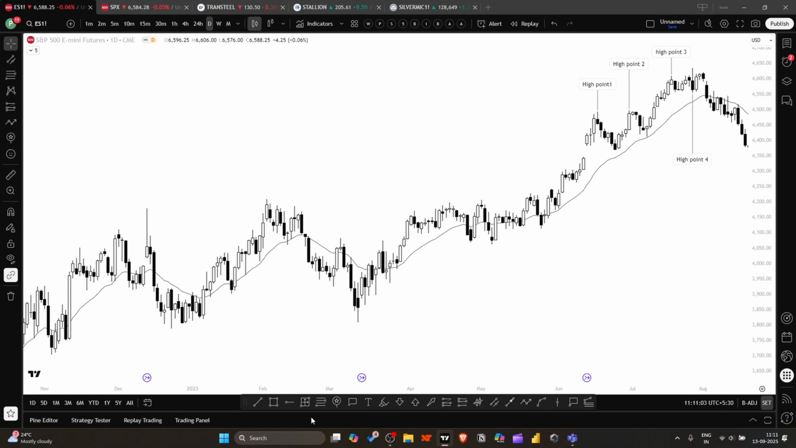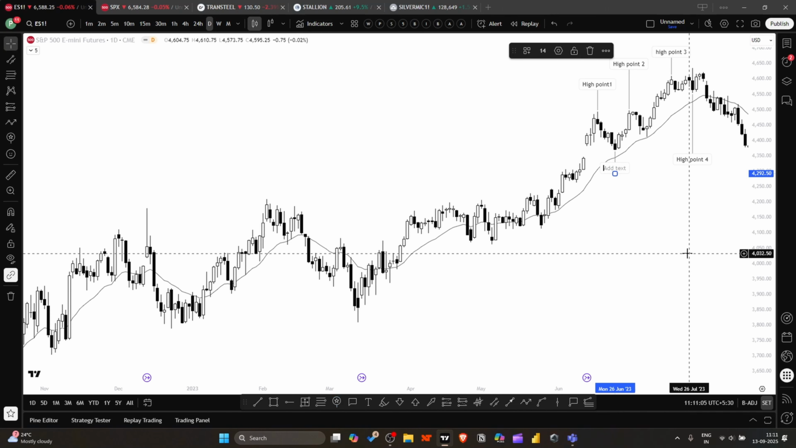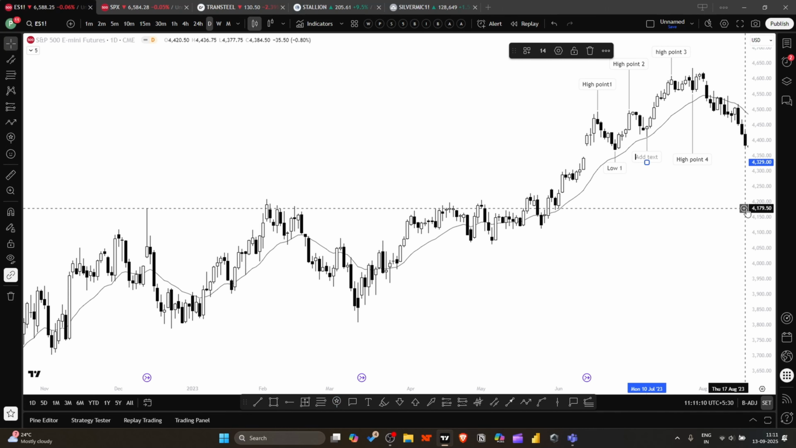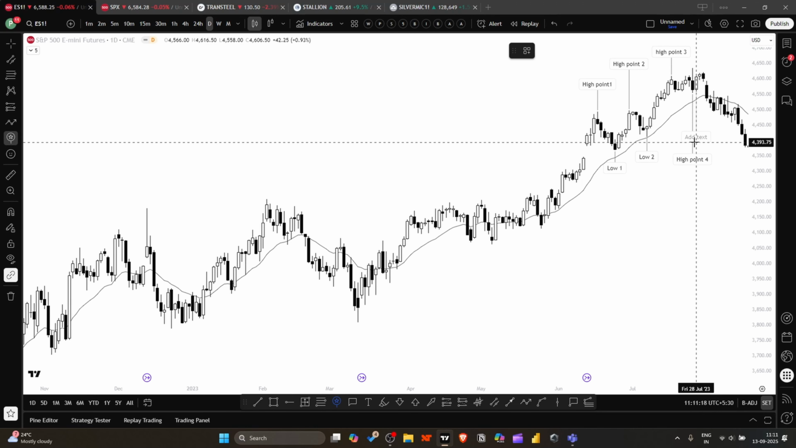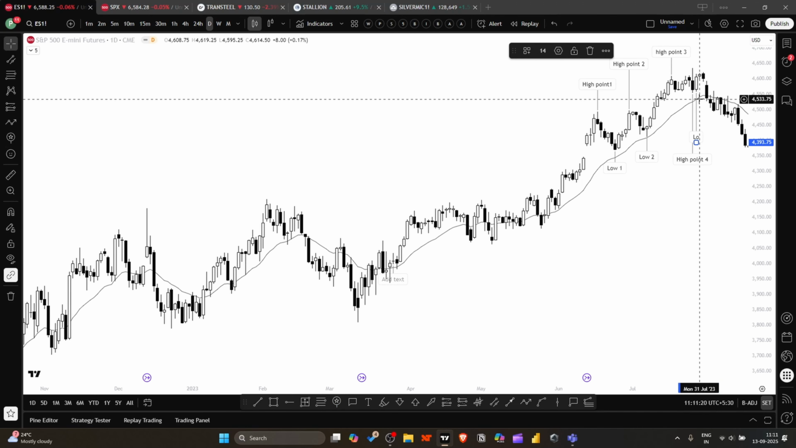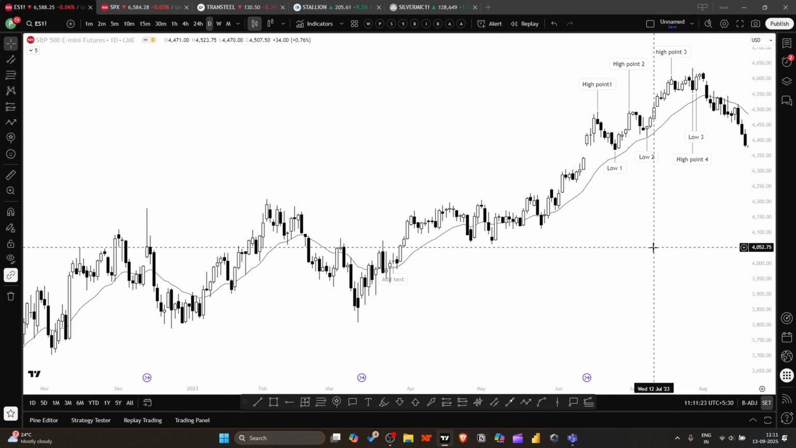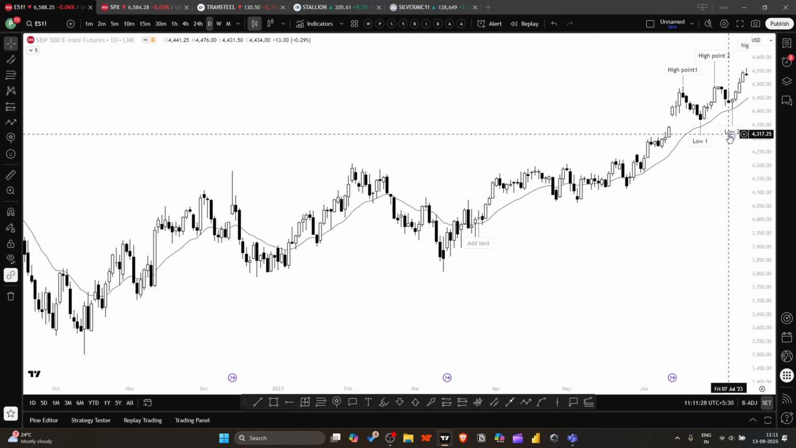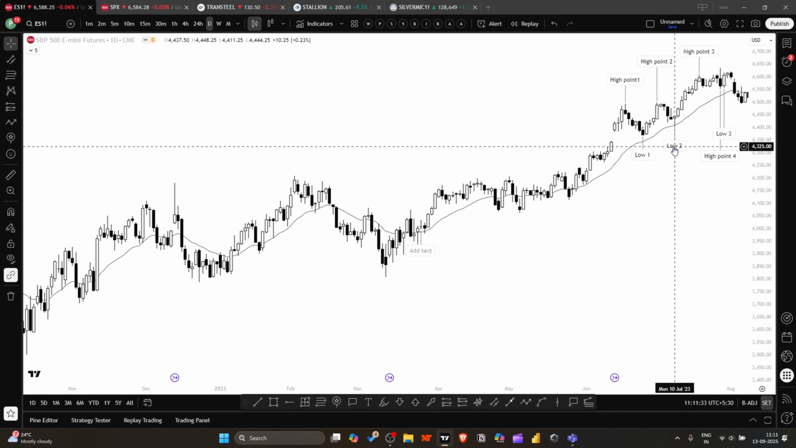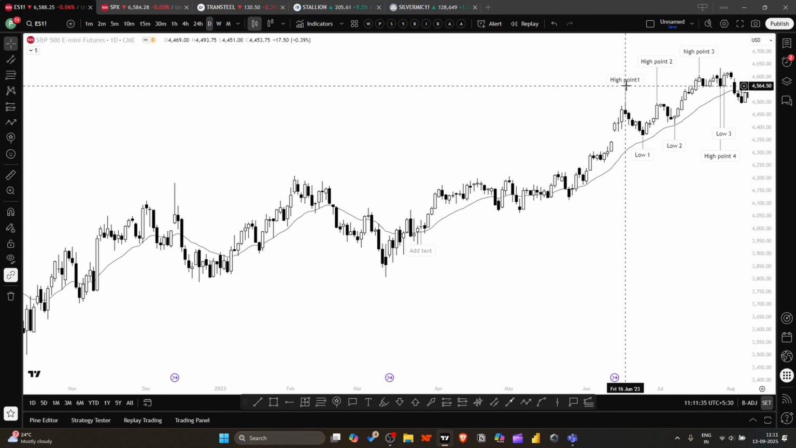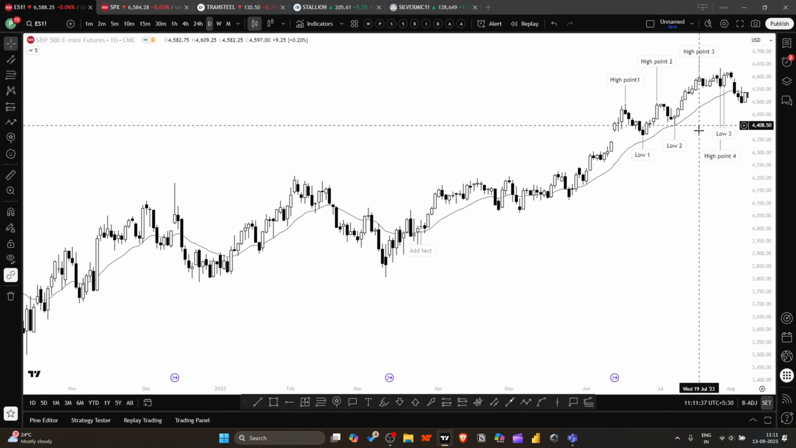While this is happening, we should also see what low point it's printing. So let's say this is low point one, low two. This is not a major pivot, but just to explain, low three. Let's say price is here, low two is higher than low one. Again, low three is higher than low two. So price is making consistent higher highs along with higher lows.